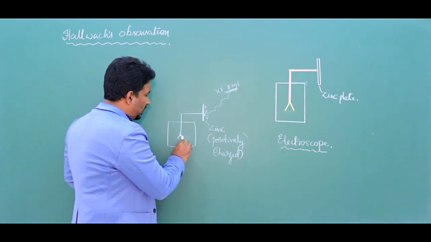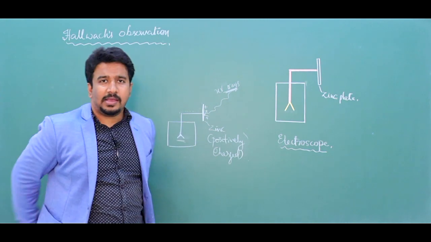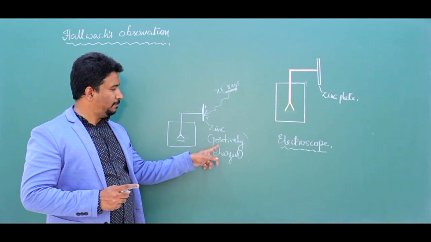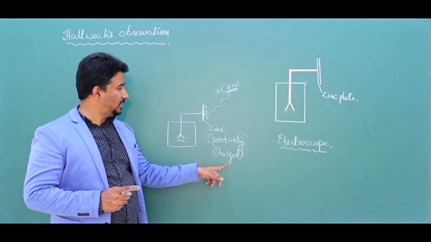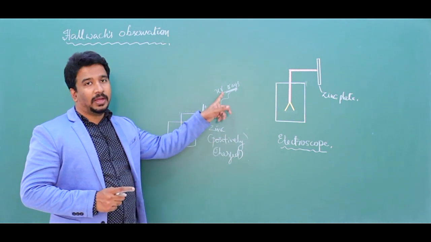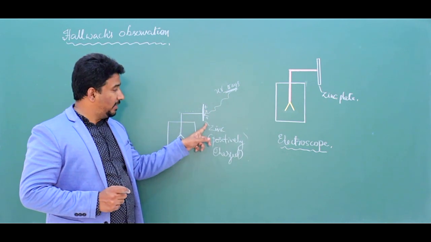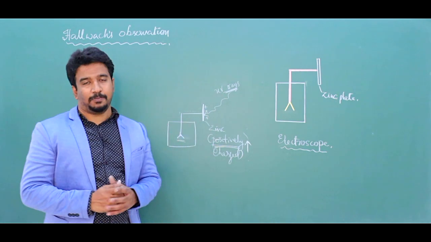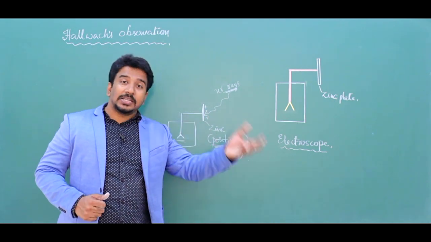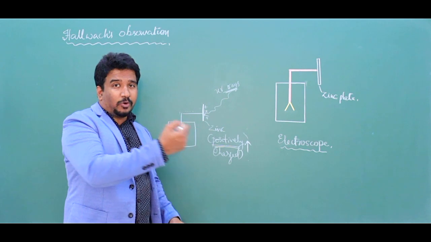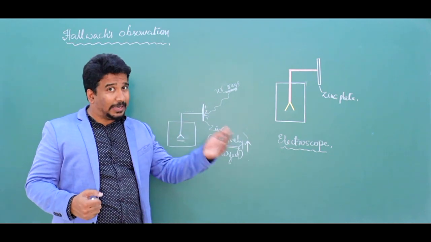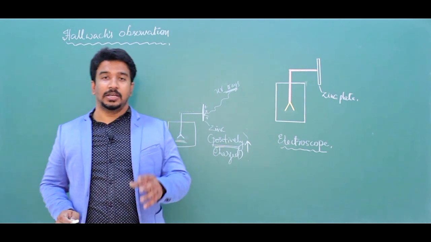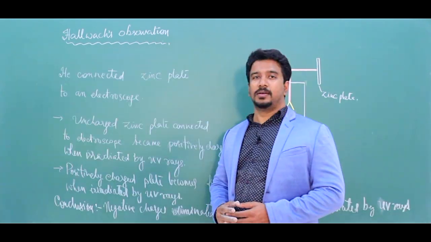More electrons are ejected, and that showed as a deflection between the leaves. So understand the concept. Look here, he connected positively charged zinc plate to an electroscope and he made UV rays fall on that. The positive charges increased on the zinc plate. See, if the positive charge is increasing on the body, that means we are removing electrons. That means electron has been removed from the body and that electron flowed here and showed the deflection. This is his second observation.